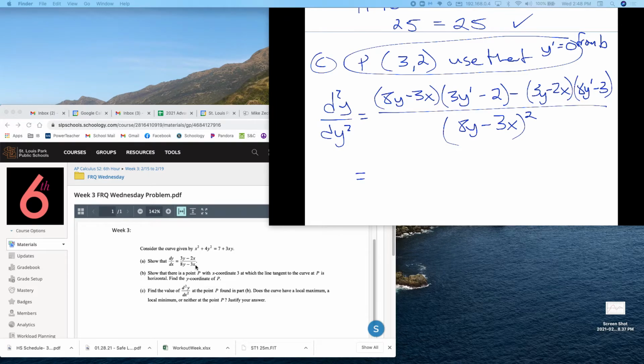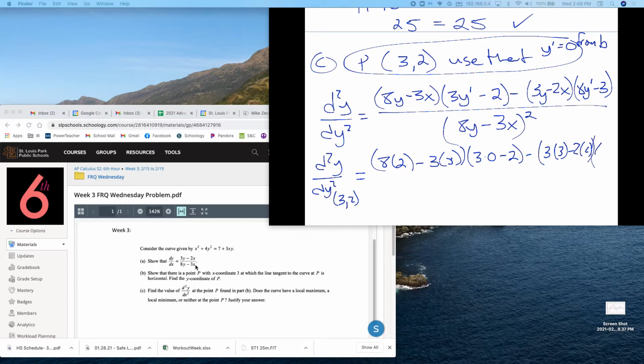we go through here and we say, okay, the second derivative at the point 3, 2 is equal to 8 times 2 minus 3 times 3 times 3 times 0 minus 2 minus 3 times 3 minus 2 times 2 times 8 times 0 minus 3, all over 8 times 3 minus 3 times 2.